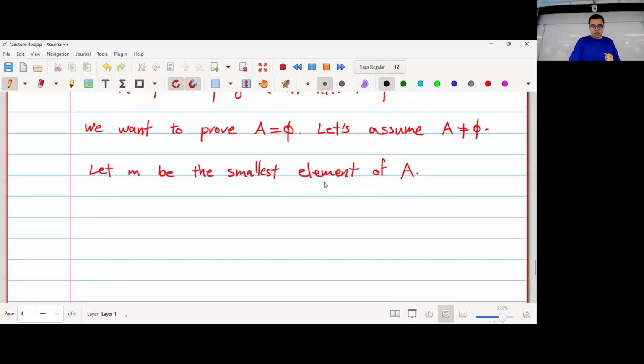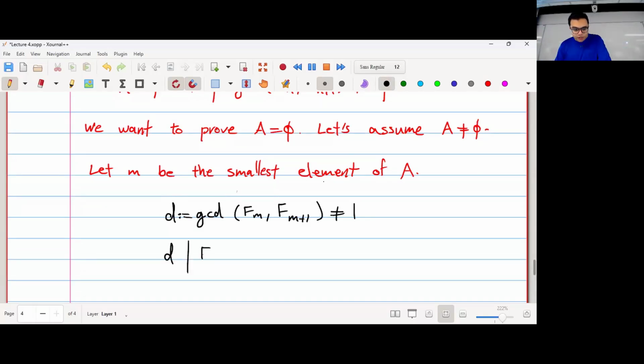Okay. So I know that GCD of Fm and Fm plus 1 is not 1. Let's give a name to this GCD. Let's call it D. Okay. So what does this mean? This means that D is a divisor of Fm. This is how I write divisor. So whenever I write something like this, it just means that Fm is a multiple of D. D is a divisor of Fm. And D is also a divisor of Fm plus 1. And remember, D is not 1, so I know that D is greater than 1.